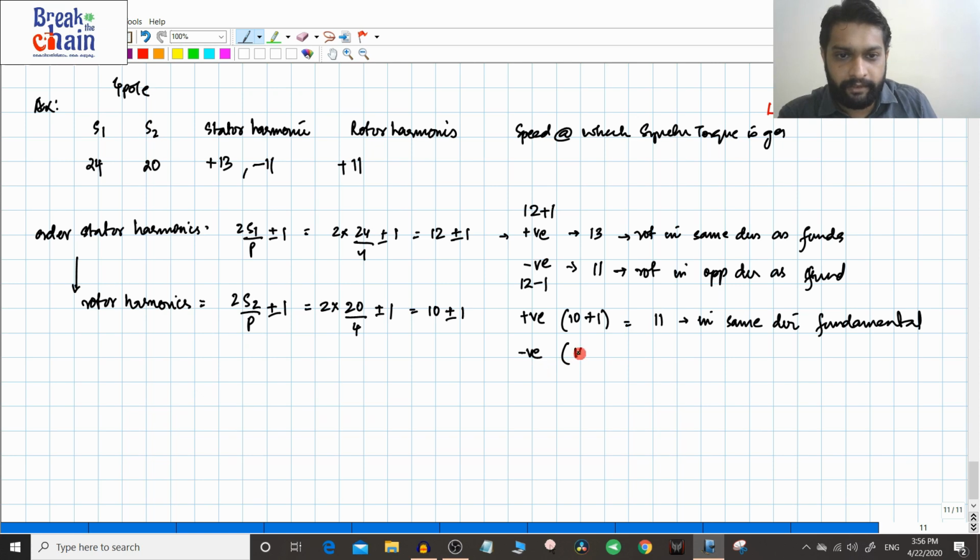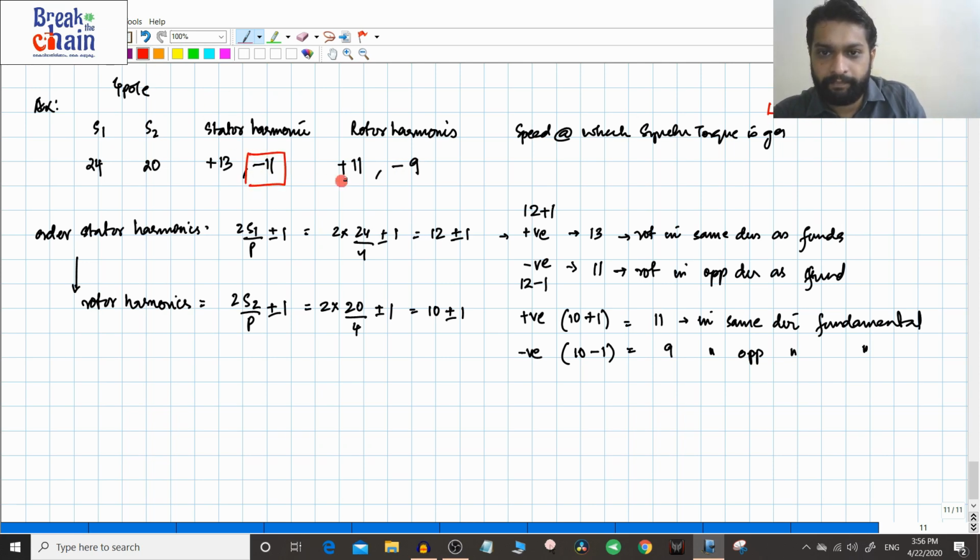So if we take the negative value, which is 10 minus 1 is equal to 9, this is rotating in the opposite direction as compared to the fundamental. So this is minus 9 here. So we are interested now in the same harmonic poles, right? Because this will produce 11 harmonic poles, this also will produce 11 harmonic, and you need equal poles to lock with each other. If you are having unequal poles, it will not lock each other. So these two are the harmonic poles which will be locking with respect to each other.